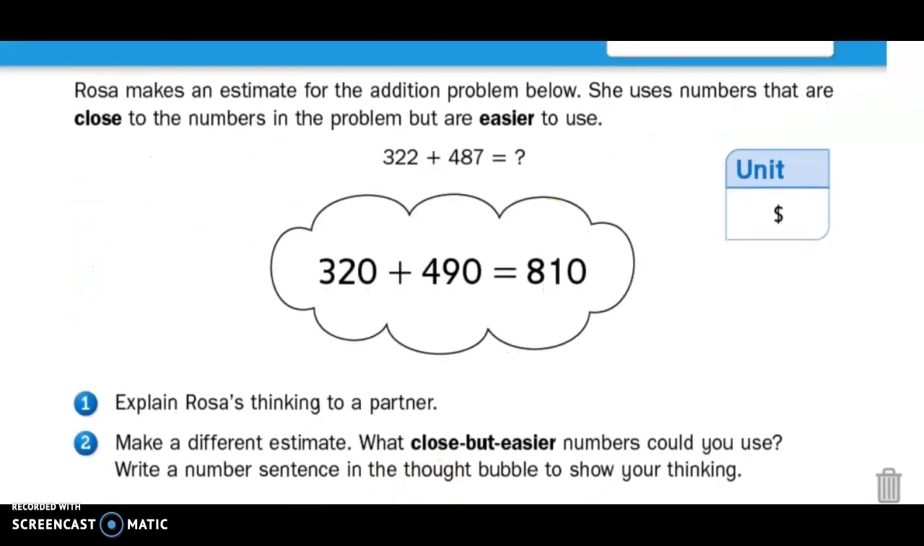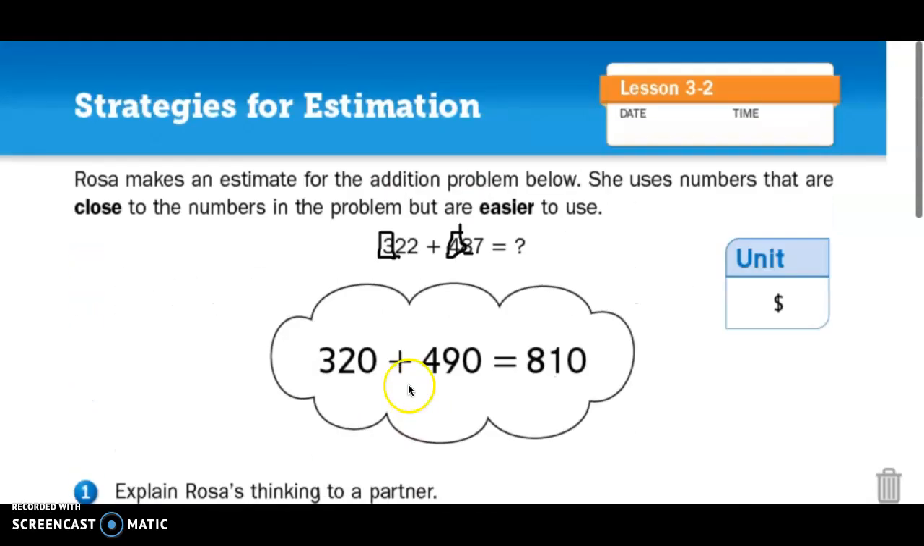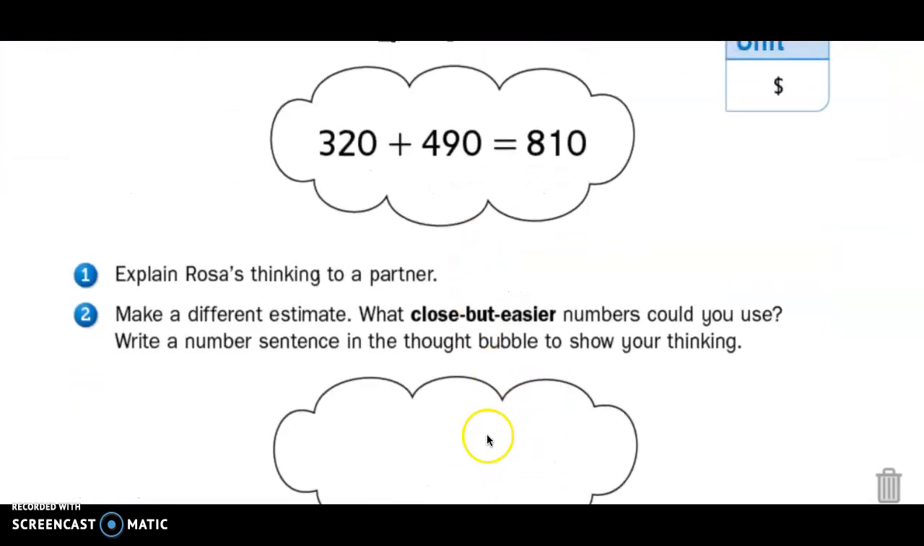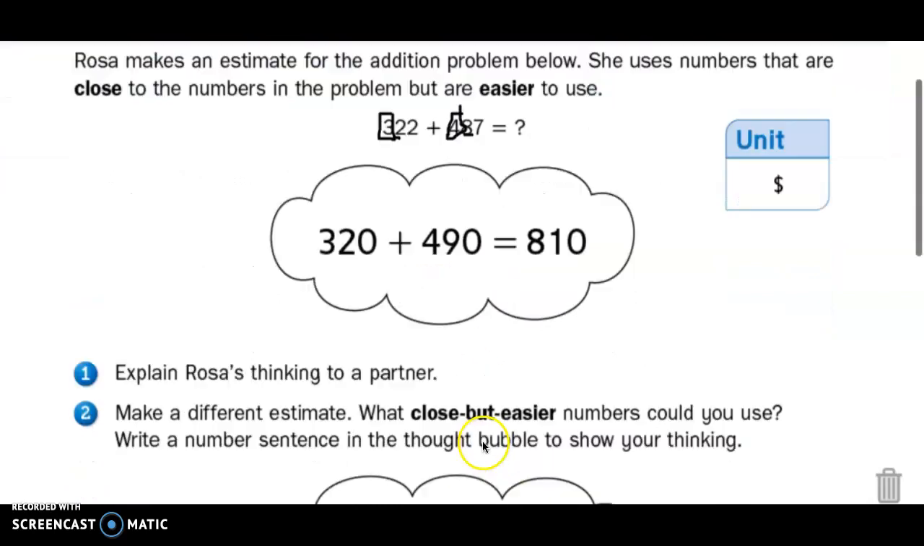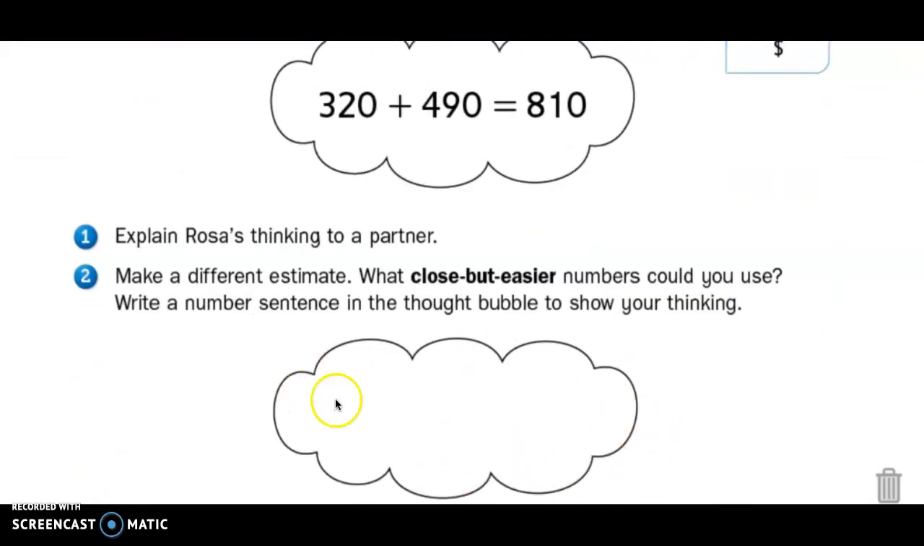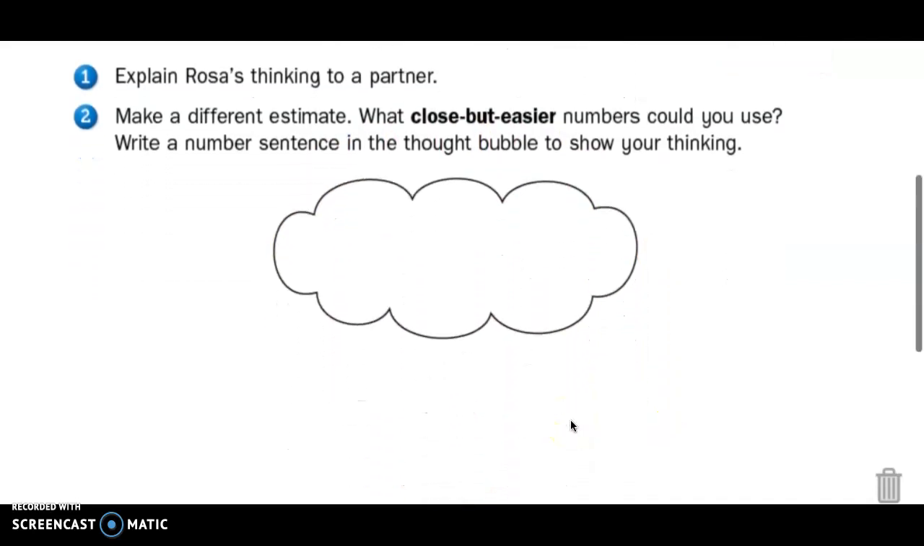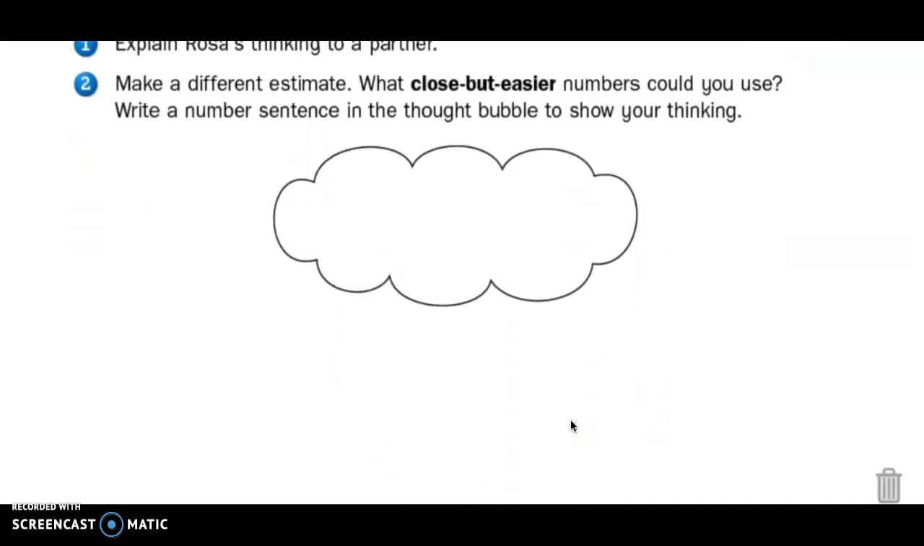Well, Rosa rounded to the tens place. So we can't round to the tens place. That's not showing anything different. And we can't round to the ones place because there's nothing before the ones. That means you will have to round these numbers to the hundreds place. So 322 becomes what hundred? Plus 487 becomes what hundred, and then equals. And I know my answer is going to be hundreds if I round to my hundreds. So figure that out in your cloud below, your thought bubble, and send that to your teacher.